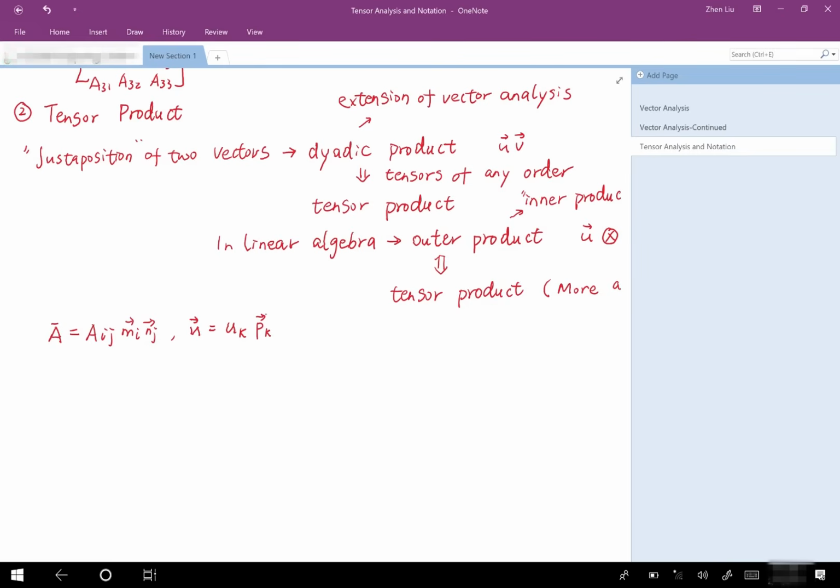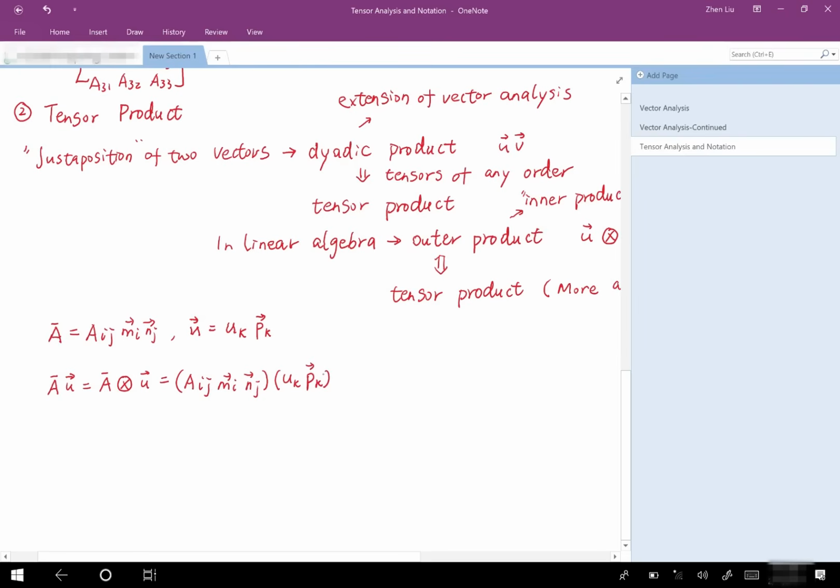So if we do an outer product of second order tensor A and first order tensor or vector U, this one is also A, this U. We will get the following things: Aij, Minj, then nothing between them, or just put this sign, a circle with a cross, and then it's UK, PK.